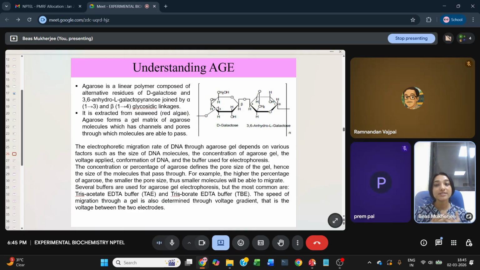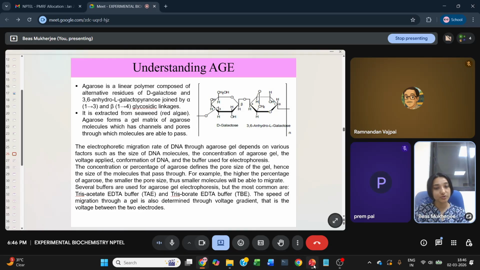Okay. Now, several buffers are used for agarose gel electrophoresis. Most common buffers are TAE buffer and TBE buffer. So Tris acetate EDTA and Tris borate EDTA. Okay. Now which is used for what cause? So depending upon the size of the molecules that you want to separate, you will either use TAE or TBE buffer.